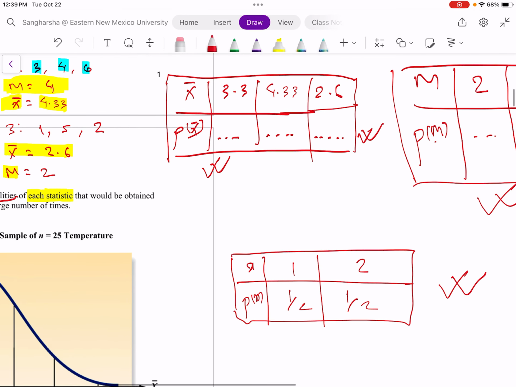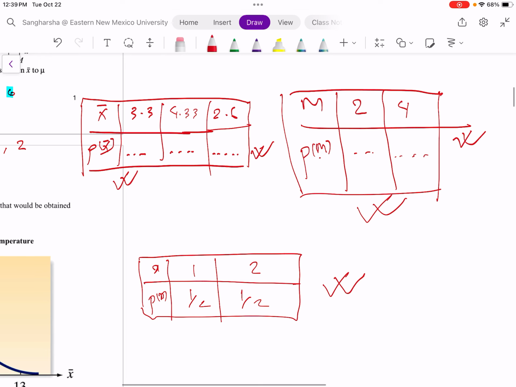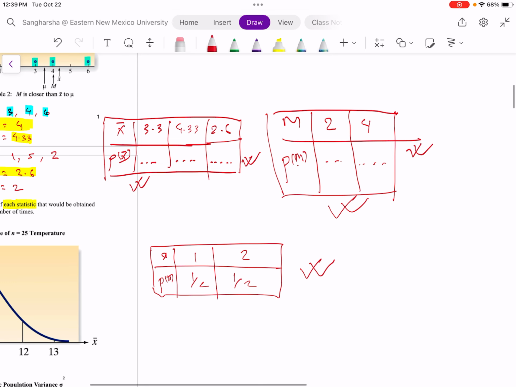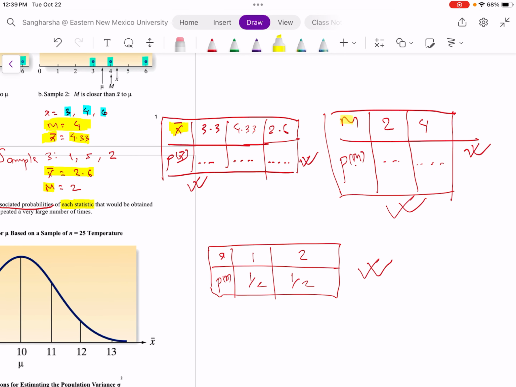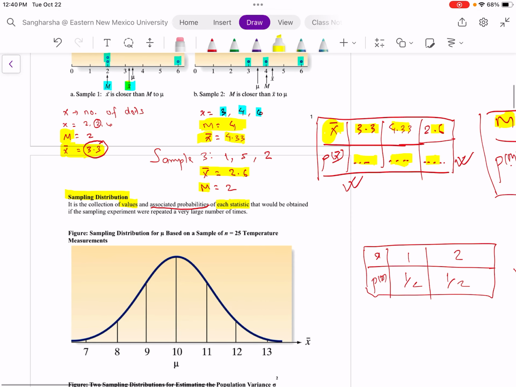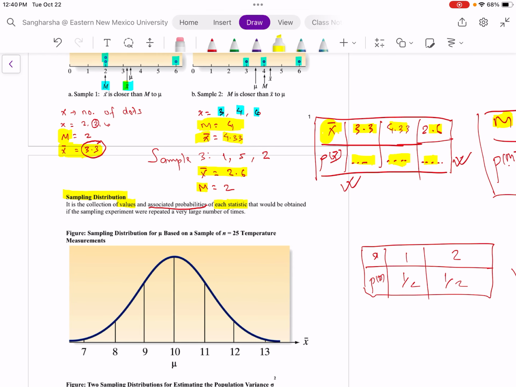So you should be able to identify whether your distribution is a sampling distribution or a discrete probability distribution. In the sampling distribution, you have this statistic. You don't have X. You have the statistic and the probabilities associated with each statistic value. And this kind of table is the sampling distribution. Do you have any question up to here?